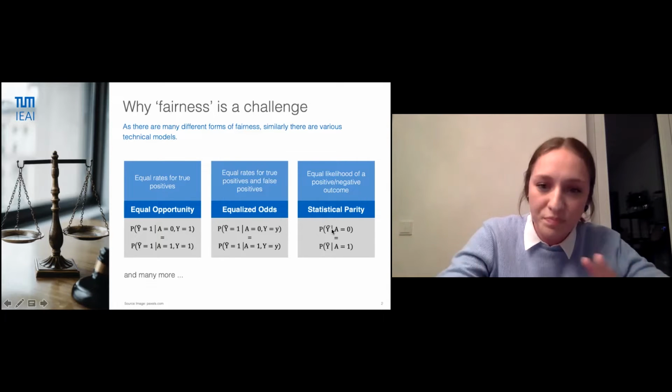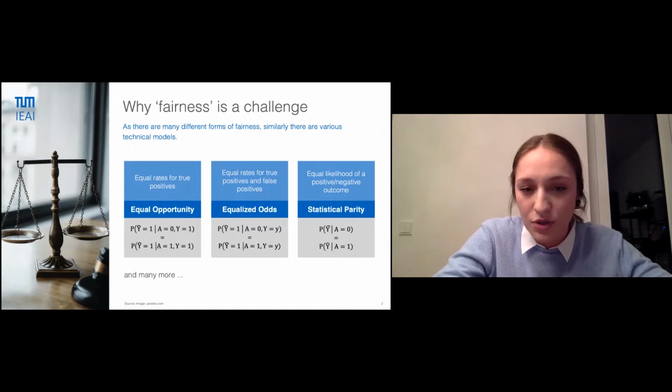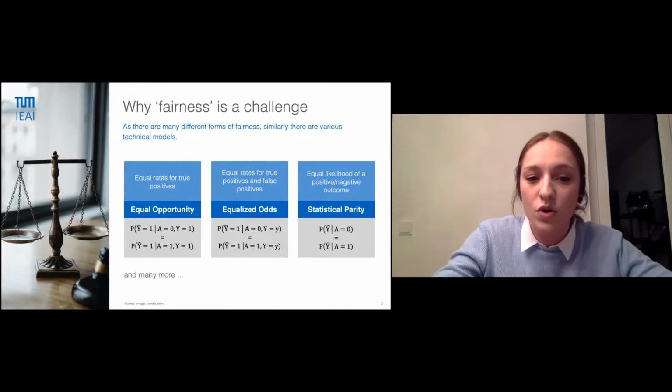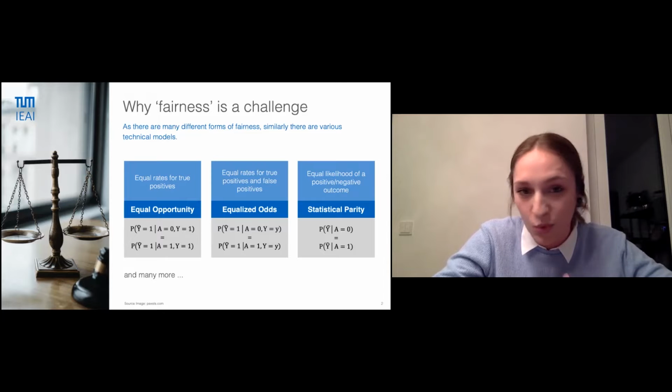So basically, what I want to show you with that is that there are many, many different perceptions of fairness from a social perspective. And at the same time, since we don't know what is the most fair from a social perspective, what is actually the most fair from a technical perspective is an even more challenging problem.